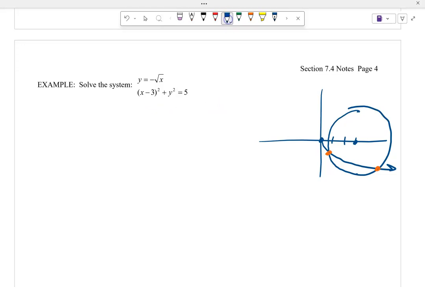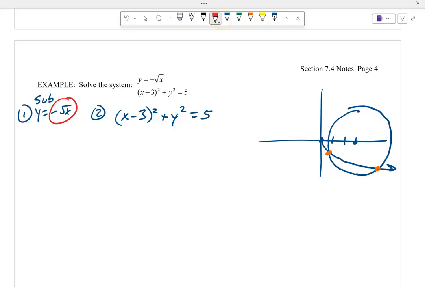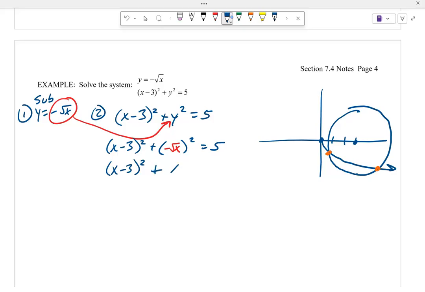And I'm seeing that y equals negative root x. I'm seeing this is already solved for. I'm just going to use substitution on this. So we'll throw that into the other one. That'd be easier than elimination, no doubt. So y is negative root x. Let's throw that in for y right there. (x minus 3) squared plus negative root x being squared. Well, negative root x times negative root x is a positive x. I'm going to expand this.